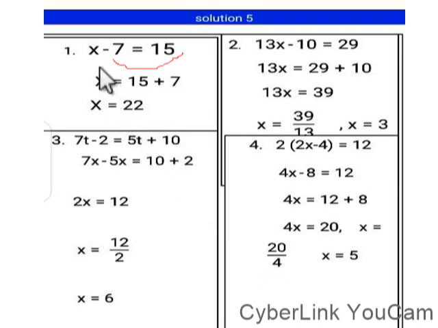Alright, so for this particular one now, we take minus 7 to the right hand side, and when you do that, it turns to become what? Plus 7. So you now have it as x is equal to 15 plus 7, which will give us what?